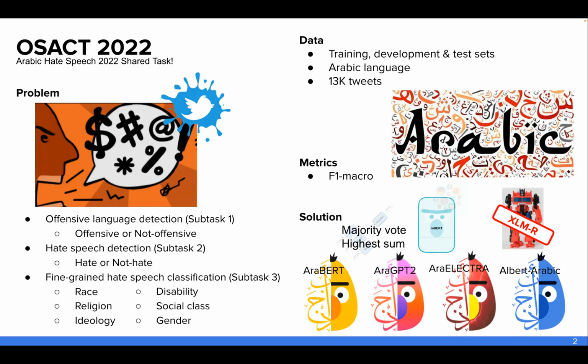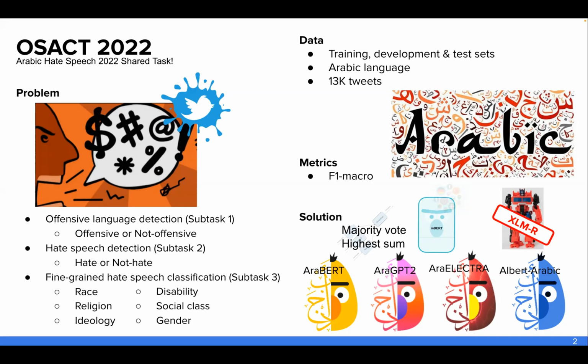Among the monolingual language models, we use AraBERT, which is the BERT version trained on the Arabic language, AraGPT2, Electra, and ALBERT Arabic. All these monolingual models are transformers pre-trained in the Arabic language. Among the multilingual language models, we use mBERT and XLM-RoBERTa, which were trained in more than 100 languages. But among these languages, there was the Arabic language.